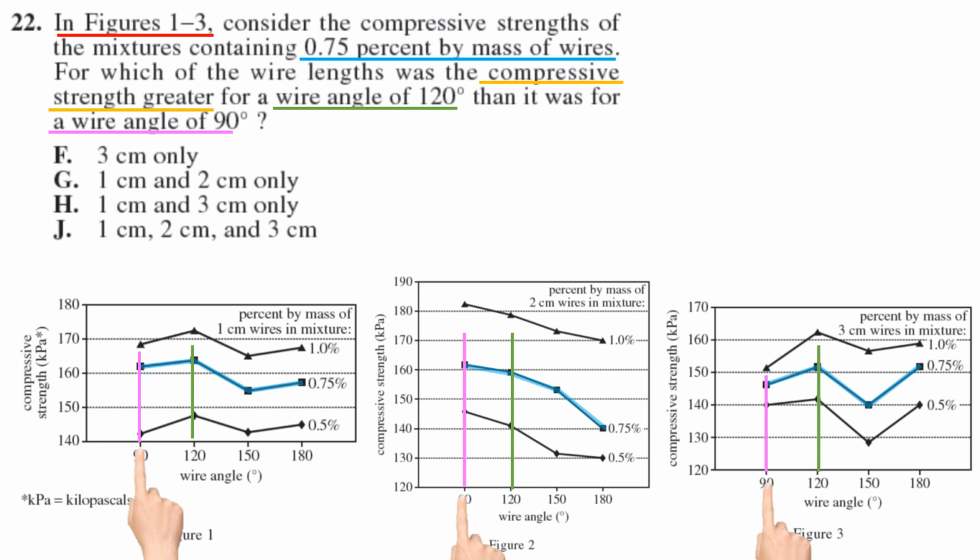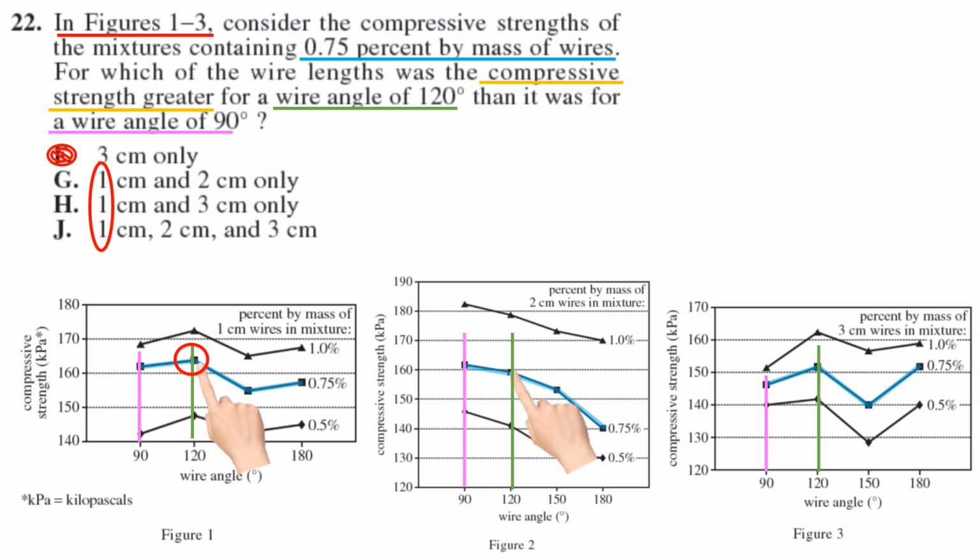So let's just go figure by figure. So let's look at centimeter 1 first. The 120 is bigger than the 90, so we know that the 3 centimeter only is out, because we have to have the 1 centimeter wire. Let's look at figure 2. Note that is lower, the 120 is less than, so that one is out, so we can eliminate 2. Now we know the answer has to be H, but we can double check it, and we have our answer at H.